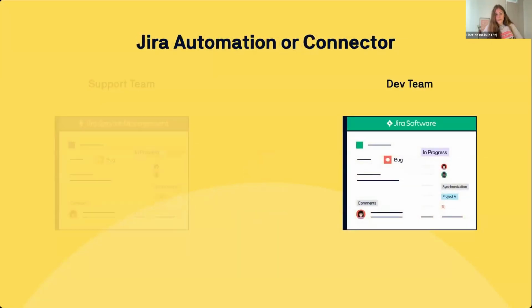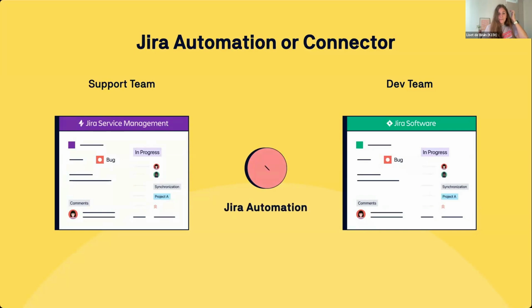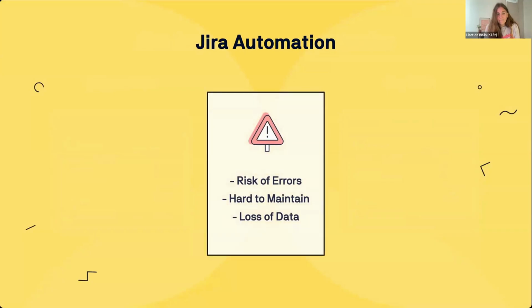And besides that, they also tried various other solutions as mentioned before. So they created some Jira automation rules. However, it can work really well in some simple use cases, but for Arvato, it wasn't enough, and it was hard to maintain with the risk of errors and losing data. Yeah, and many of the pitfalls that Stefan mentioned before already.